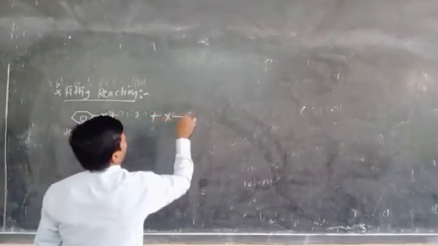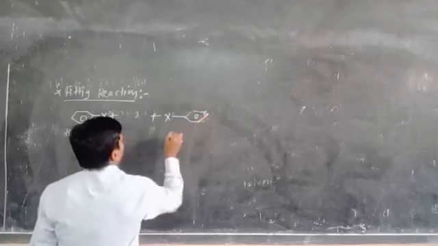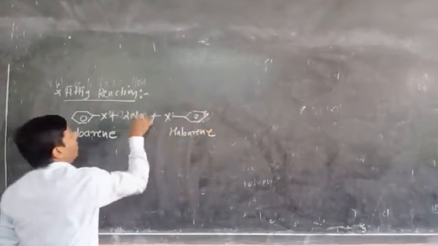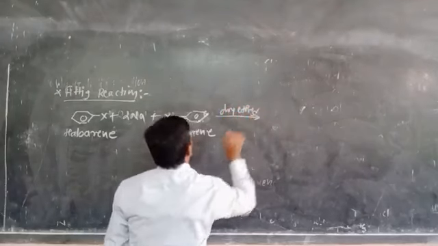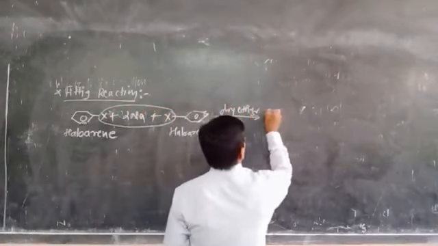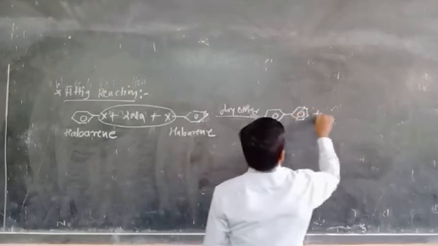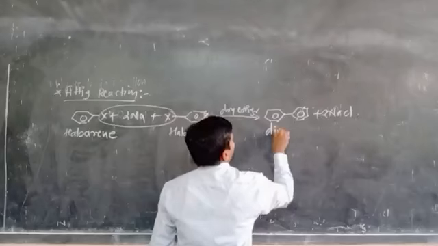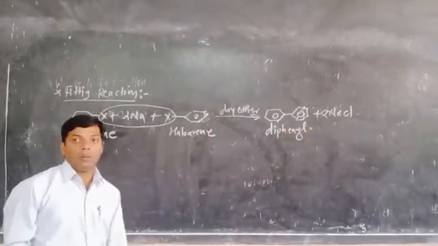I write here haloarene, two molecules. This is one molecule, another molecule I will write, this is also called haloarene, treated with sodium metal in the presence of dry ether. Elimination of sodium halide takes place, and it gives, plus 2NaCl, diphenyl as a product. Diphenyl as a product is called the Fittig reaction.